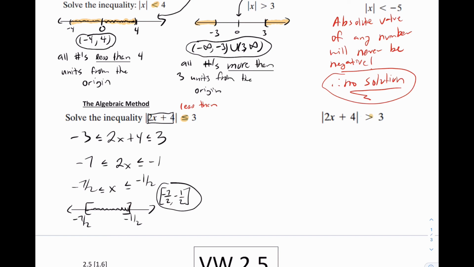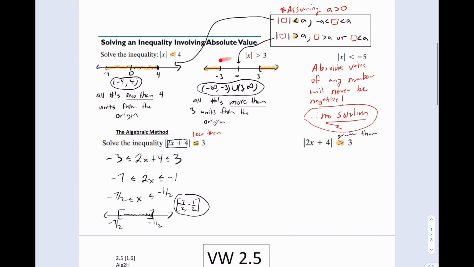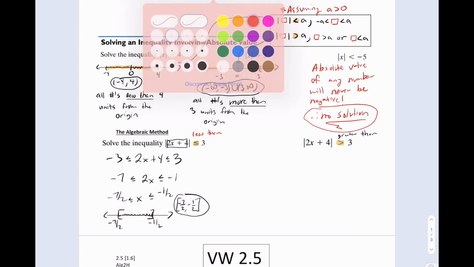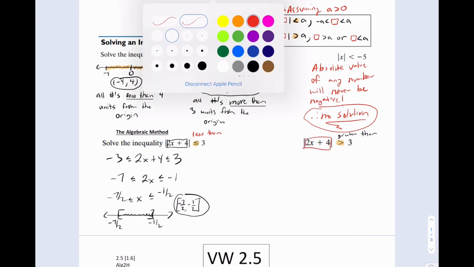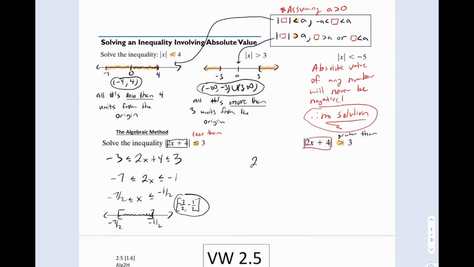For this one, notice how it says greater than. That's important. Greater than. Because what that means is we're going to be in a situation like this one, where the answers are going to be going away like that, which means our box, our 2x plus 4, is going to be greater than 3 in one situation, or our 2x plus 4 should be less than negative 3.